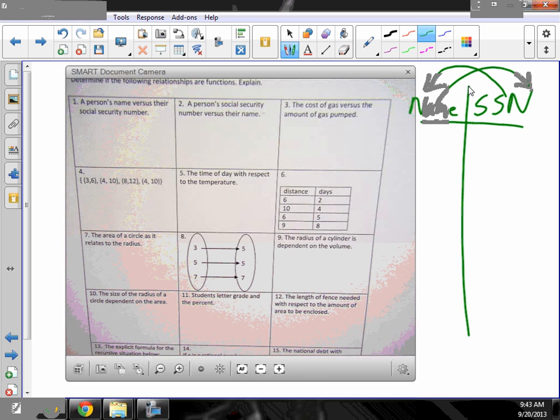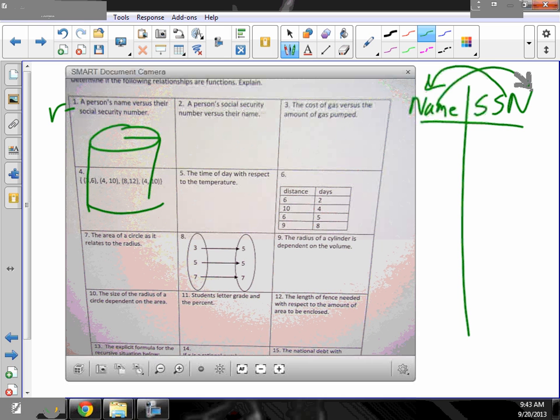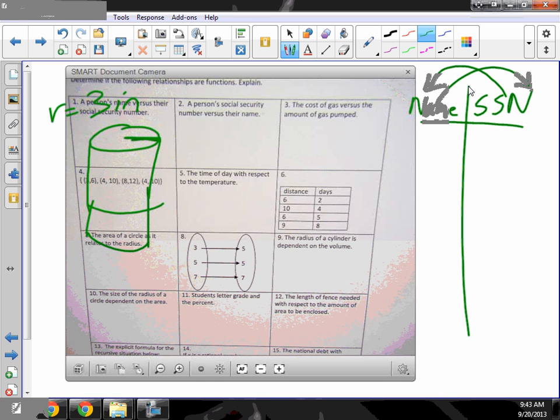So here is my radius. How many cylinders are there with that radius? A lot of them. So here's one. Let's say that my radius is 3 inches. Can I create more than one cylinder with this radius? Yeah, I can create lots of cylinders. So this would be no.